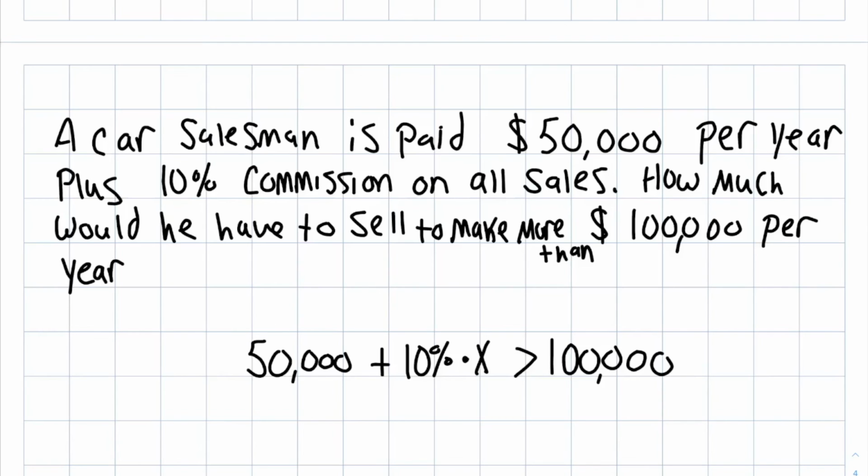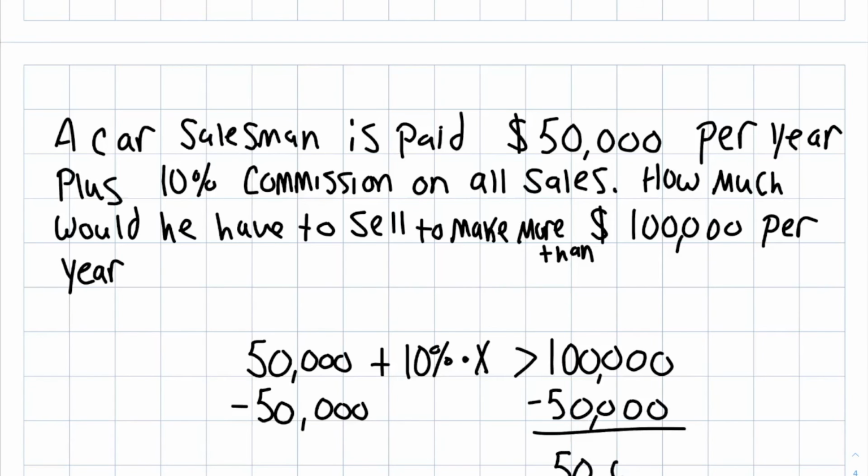And we can go and solve this to figure out how much he would need to sell. So what we do is we try to get x by itself. So we subtract $50,000. Subtract 50,000. These will cancel out. And now we have 10% times x. So we divide by 10%.